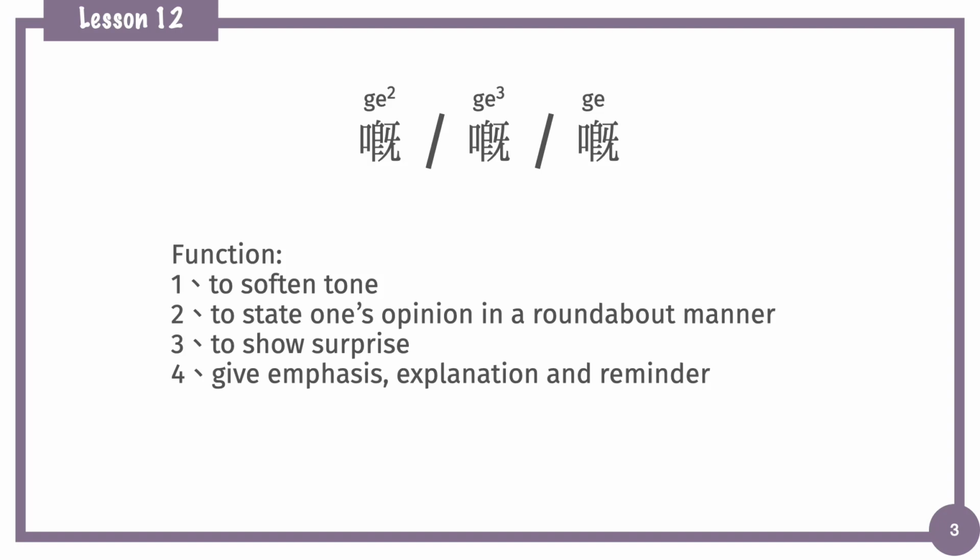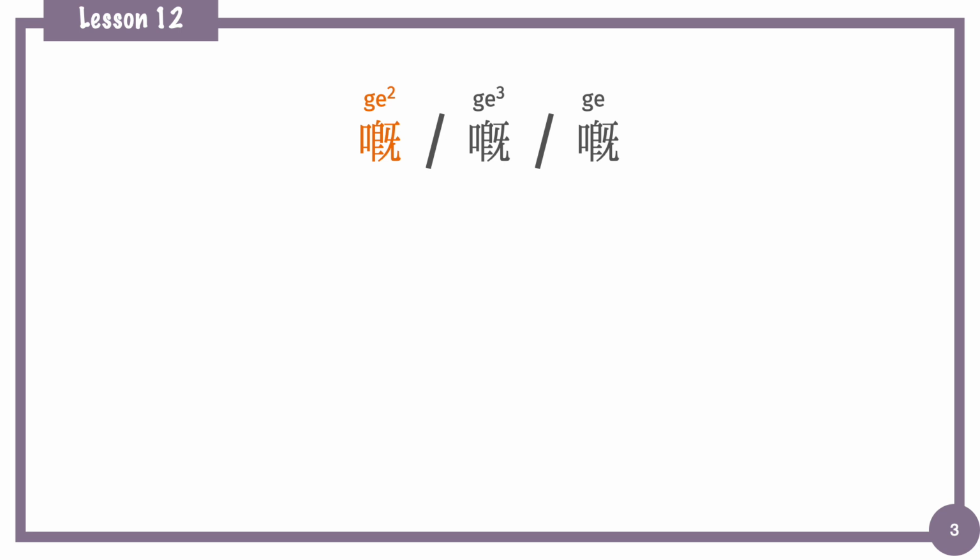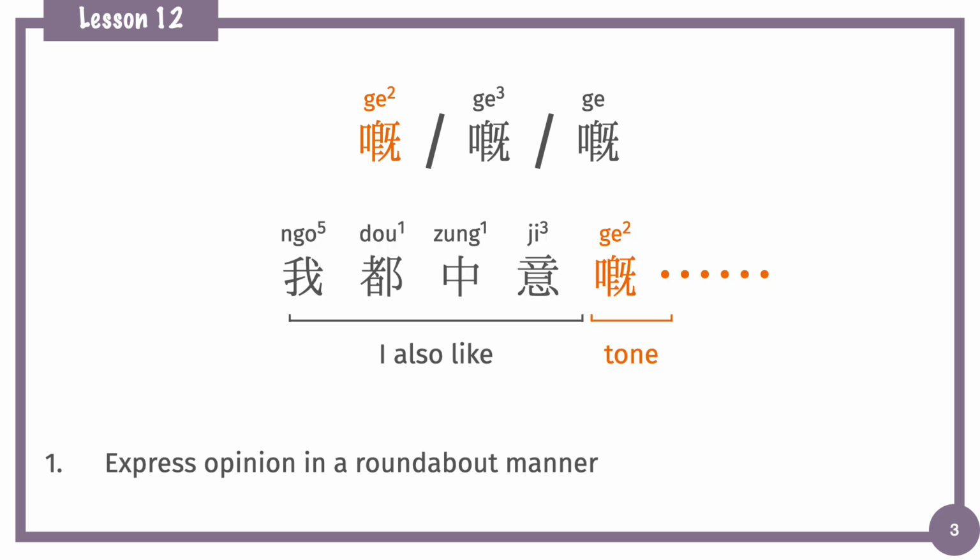So we will use 嘅 at the end of the sentence, and sometimes we will use it to show surprise or emphasize. Let's start with the second tone 嘅. The first function of it is to express the opinion in a roundabout manner, like 我都鍾意嘅.